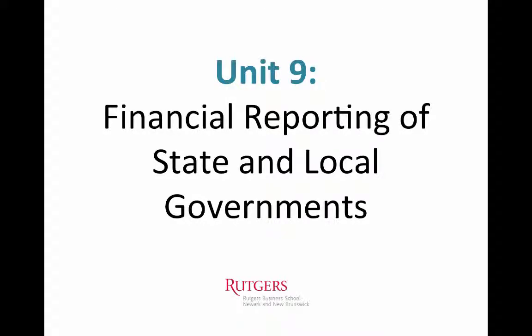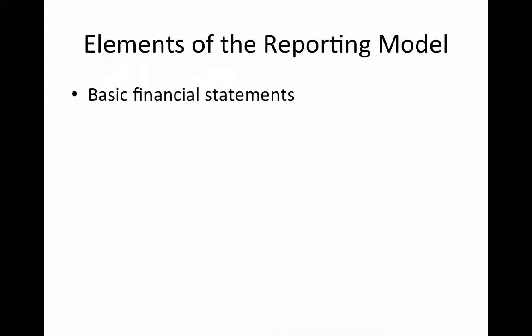Unit 9 of Governmental Accounting and Auditing is looking at financial reporting of state and local governments. So essentially, we are pulling together everything that we've discussed so far in terms of accounting and saying, okay, now this is how, after you've accumulated all of this information, you're going to then communicate it externally to the users of the information in the governmental financial report.